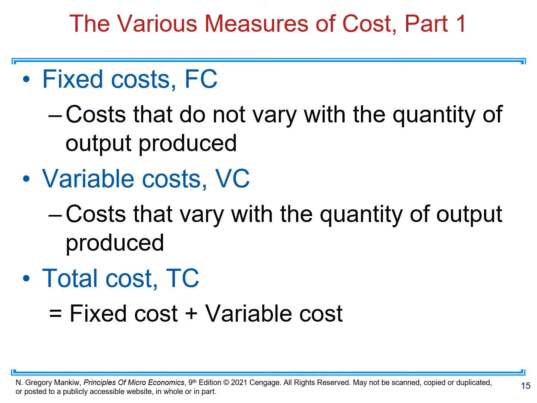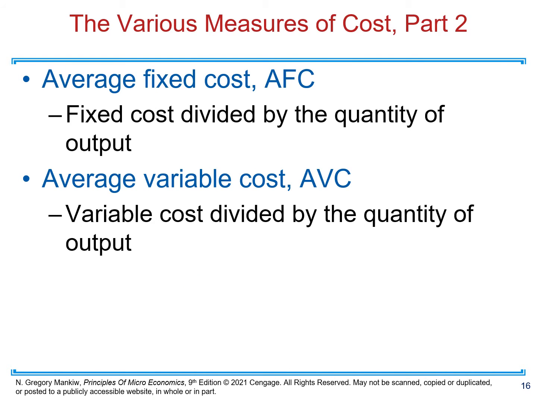Variable costs, on the other hand, are costs that vary with the quantity of output produced. The more ice cream you make, the more ingredients you need: sugar, milk, candy, and so on. Then total cost, TC, is equal to those two costs, fixed cost plus variable cost. Okay. Average fixed cost, you just divide your fixed cost, whatever it is, by how many you produced. Average variable cost, you just divide variable cost by how many you produced.